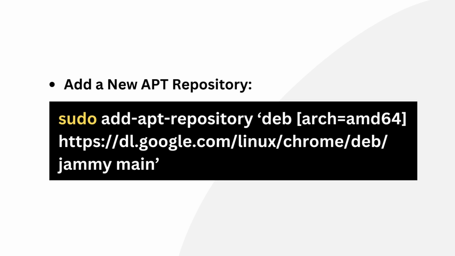Ready to expand your repository collection? You can do that with the add-apt-repository command followed by deb [arch=amd64] to indicate the architecture of the Debian-based distro, and then the URL of the repository such as Chrome browser, and finally, include the release code name, Jammy, for Ubuntu 22.04 within the main repository.